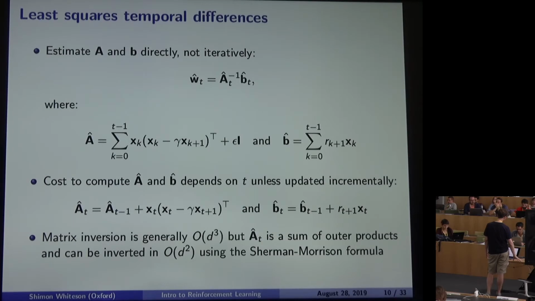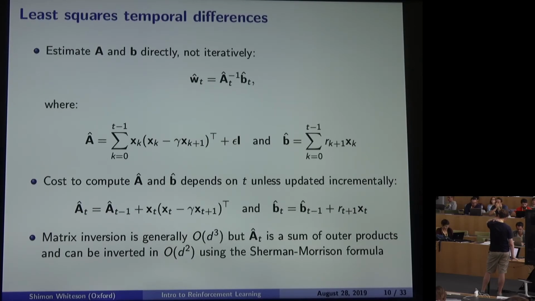Right, so if we do what's actually shown here, then the cost of computing A and B is going to depend on the amount of data we have. It's going to depend on the number of time steps in the episode. But of course, we can update them incrementally, so every time we get a new data point, we just update our estimate of the matrix and the vector.